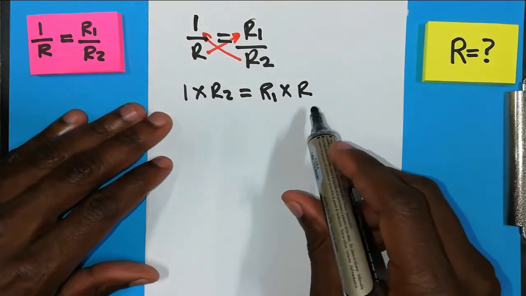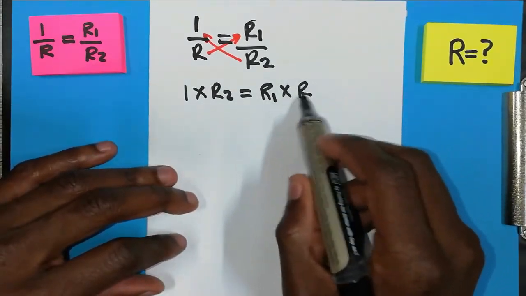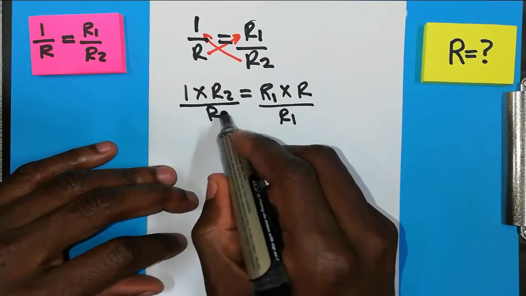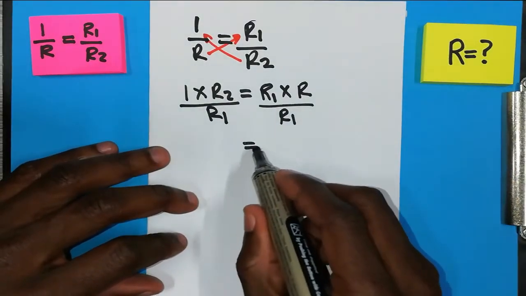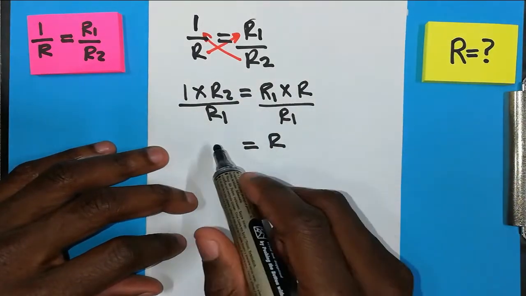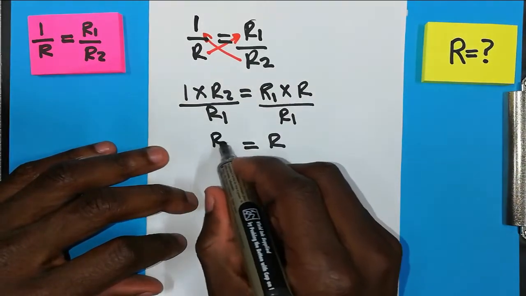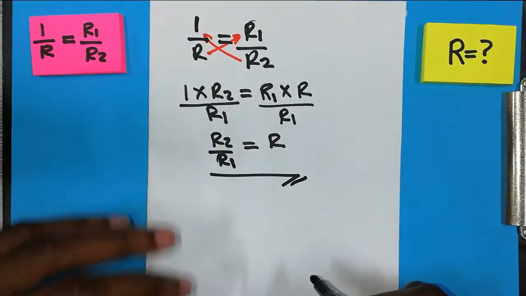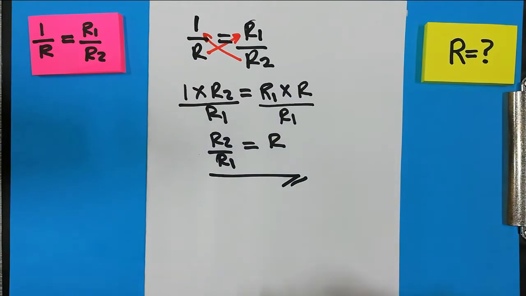Now we are interested in making R the subject of the formula, so we're going to divide both sides by R1. We'll be left with R on this side because R1 and R1 will cancel, and this side will have R2 over R1. That is your R.